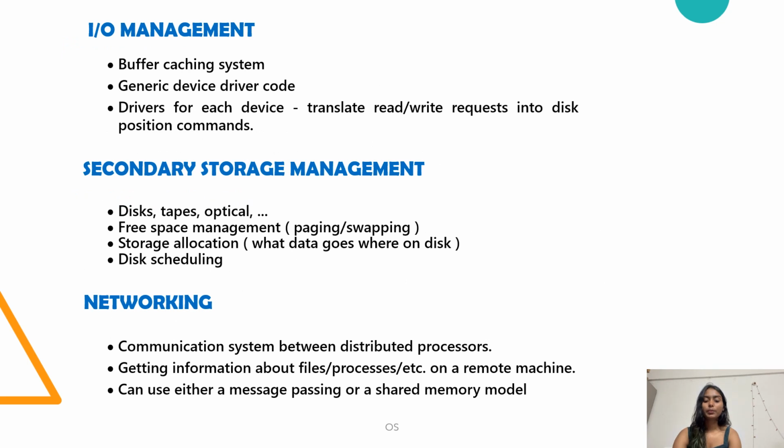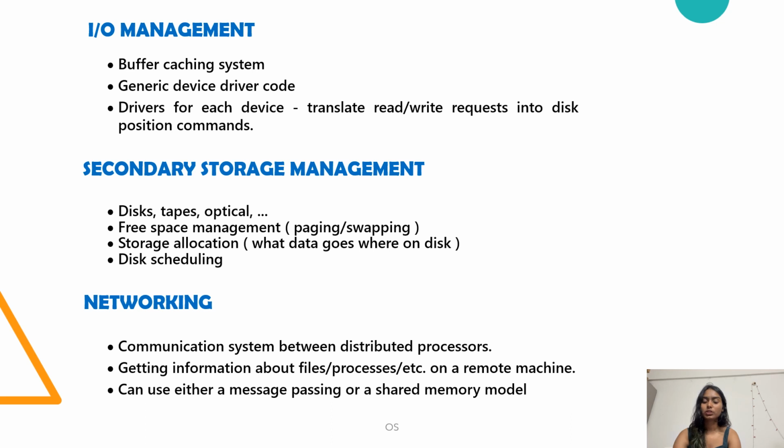So input output management: buffering and caching system, generic device driver code, drivers for each device, translating read write requests into disk position commands. Now secondary storage management: disks, tapes, optical media, free space management, storage allocation, what data goes where on disk, and disk scheduling. Now networking: communication system between distributed processors, getting information about files, processors, etc.